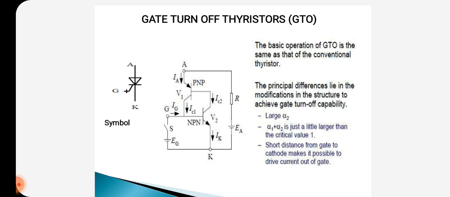Thus a GTO is a PNPN device that can be turned on by a positive gate current and turned off by a negative gate current at its gate cathode terminal. The self turn off capability of GTO makes it the most suitable device for inverter and chopper applications. This is the symbol and turn off diagram of GTO.